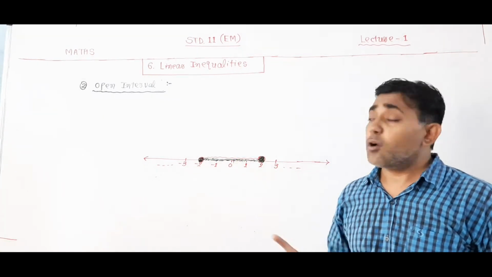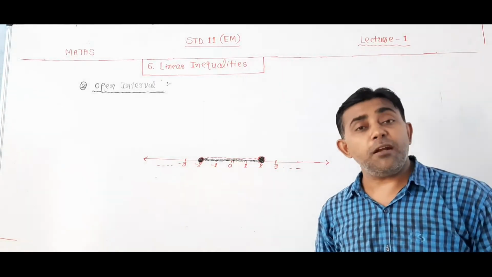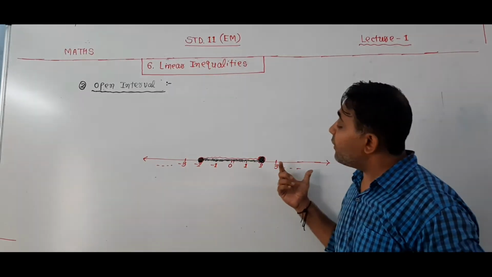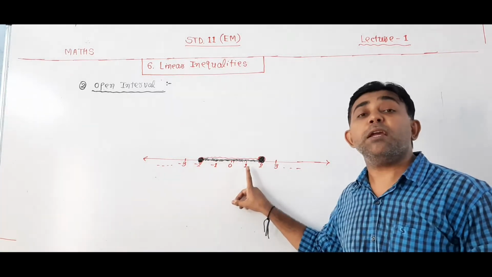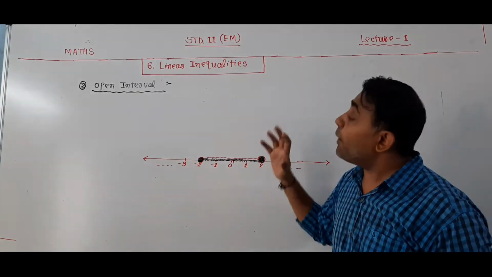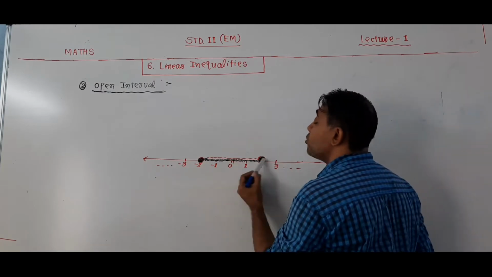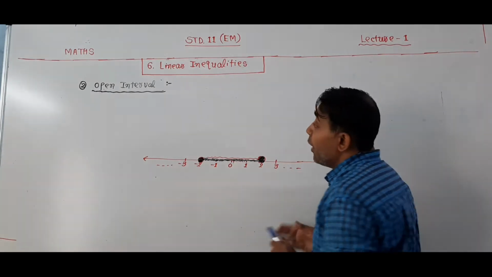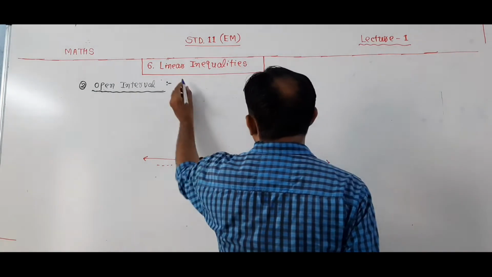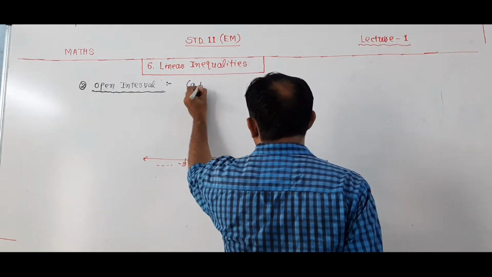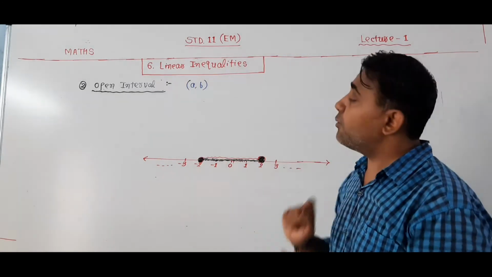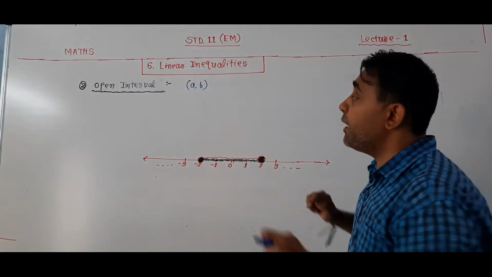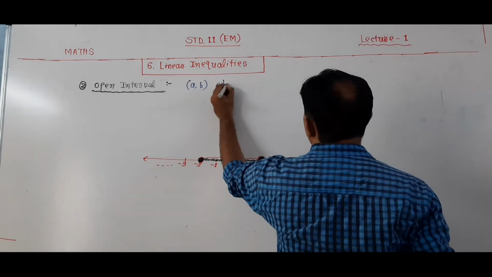Open interval is the second type of interval. See here, in the first case we discussed that minus 2 to 2, all the values lie between minus 2 to 2, including, as a closed interval. In an open interval also, my dear friends, minus 2 to 2, all values are included. An open interval can be denoted as open bracket (a, b), but do not say it as bracket. This is an interval. Always say open interval (a, b), and remember that a is always less than b.